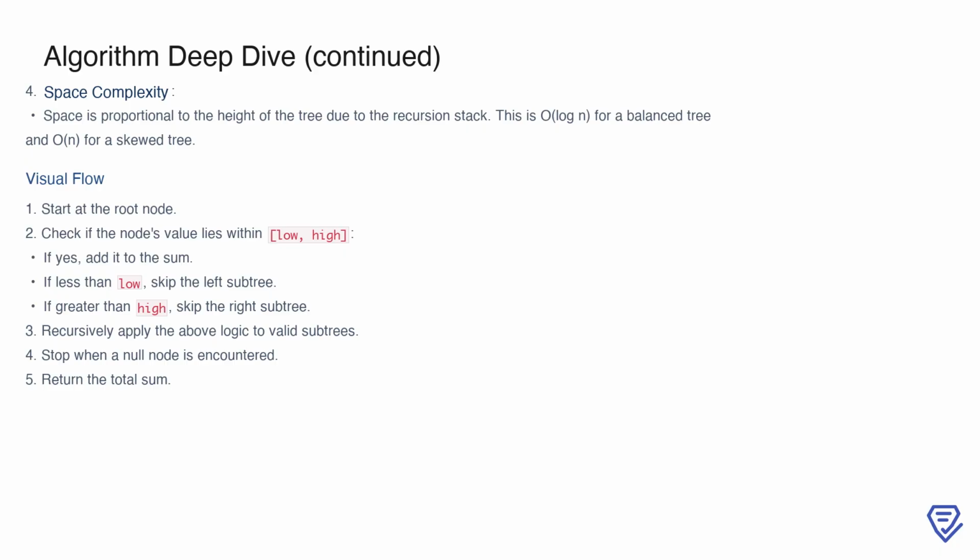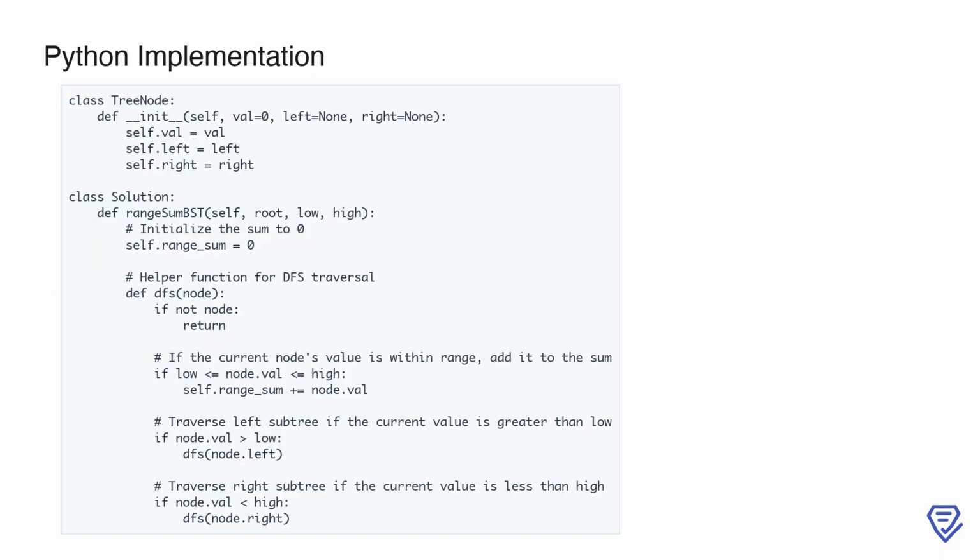This approach ensures that only the necessary parts of the tree are explored, resulting in an efficient solution for the range sum problem. Here, we start by defining the basic structure of a binary tree node with the TreeNode class. Each node has a value, and pointers to its left and right child nodes, which default to None if not provided. Next, we define the Solution class, where the main function, rangeSumBST, is implemented.